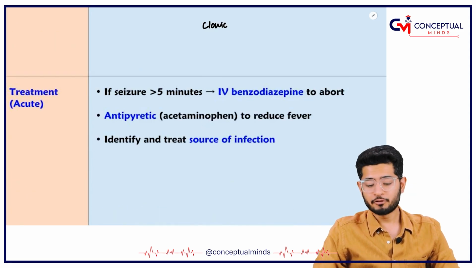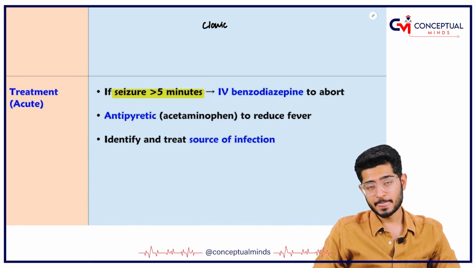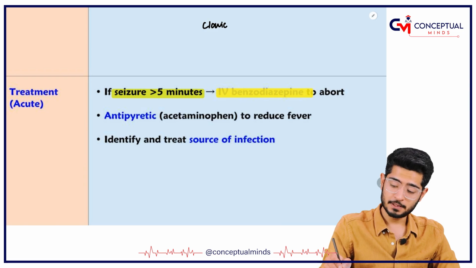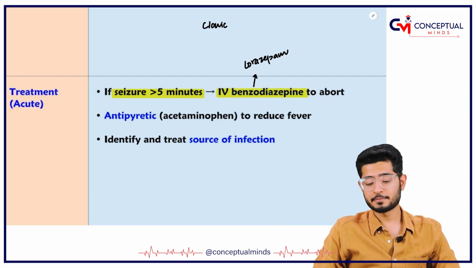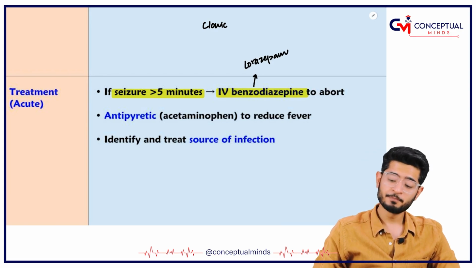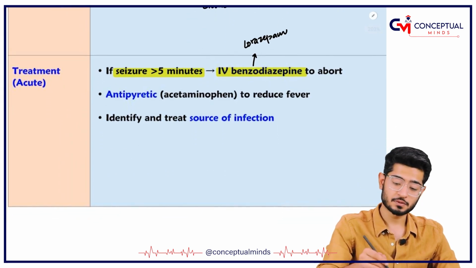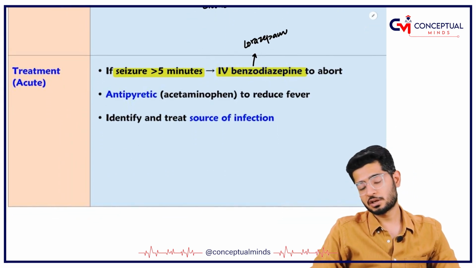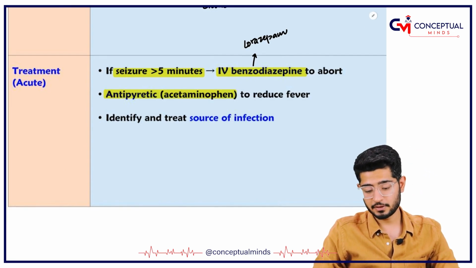Coming on to the treatment. So what will it have in the treatment? If the seizure is more than 5 minutes, the very first thing is going to be IV benzodiazepine. IV lorazepam or IV diazepam is given to abort the seizure, and in children also we give benzodiazepines only. And of course, in order to take care of the fever, we give the antipyretic acetaminophen to reduce the fever.